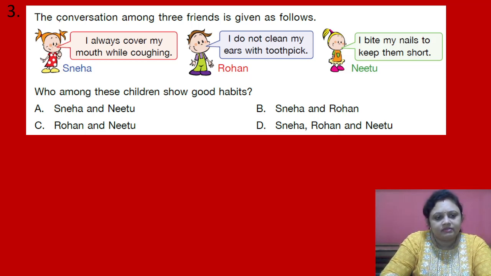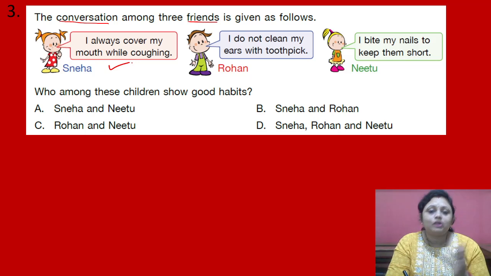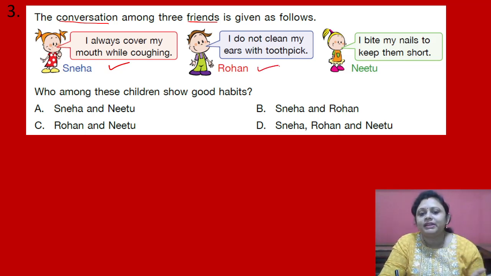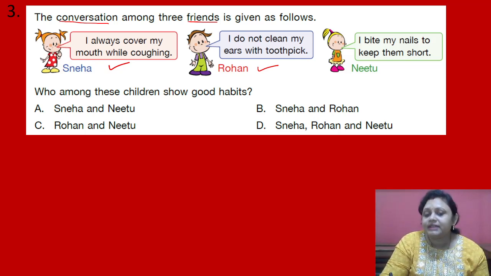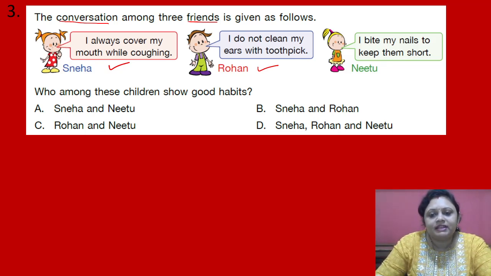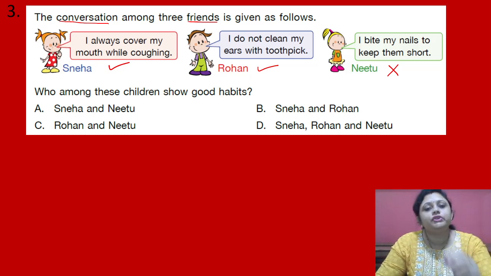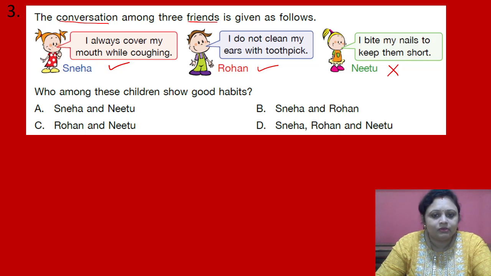So, there is a conversation among the friends. What Sneha is saying, I always cover my mouth while coughing. Yes, we should cover our mouth while coughing. Then Rohan is saying, I do not clean my ears with a toothpick. That is also correct. A toothpick is made for cleaning the teeth, and for cleaning the ears, we use an earbud. Then Neetu says, I bite my nails to keep them short. No, we should not bite our nails, because they contain germs, right? So what should we do? We should use a nail cutter to keep them short.